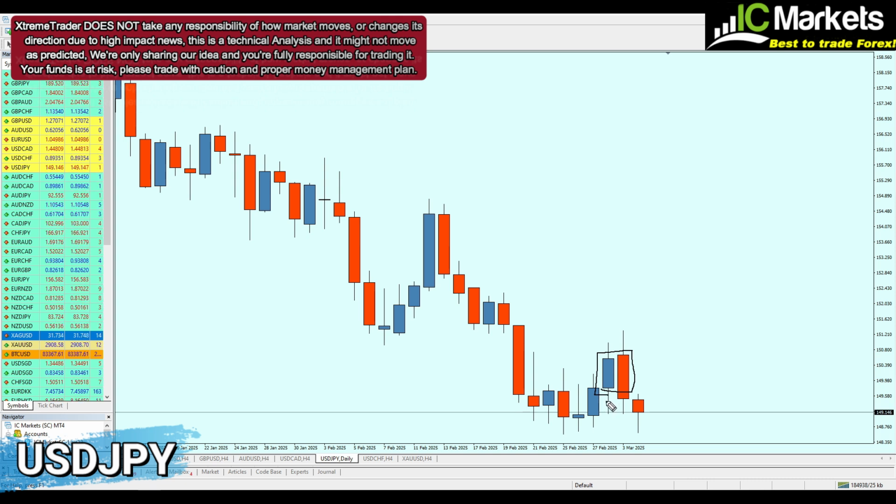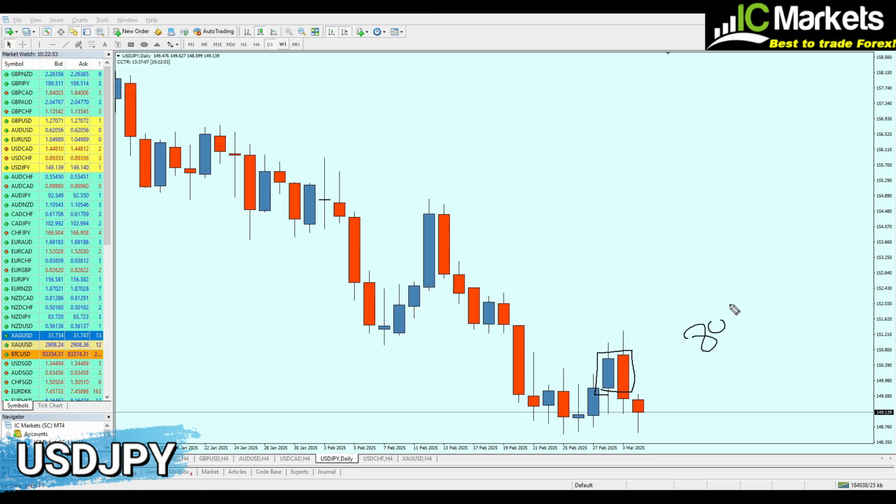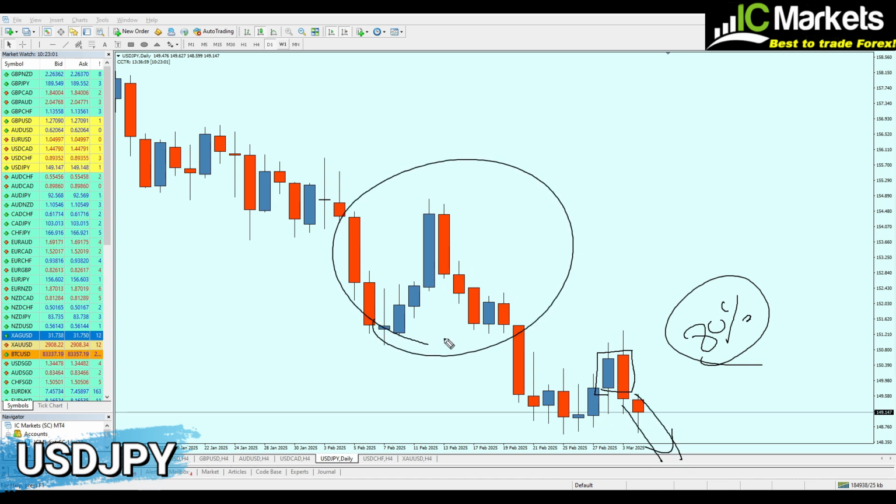Now, let me just tell you something. Usually when you see a fake breakout on a resistance, I would say like 80% of the time, it indicates a continuation in the direction, which means the market right now most likely is going to continue the fall. We have here a very clear example. As you can see, after the appearance of the fake breakout on this level of a resistance, the market just kept falling down.